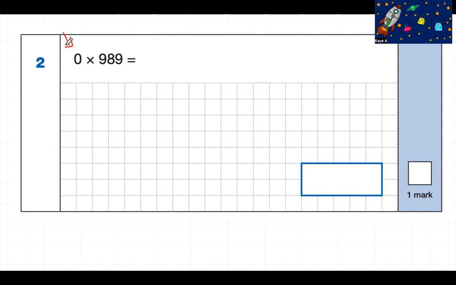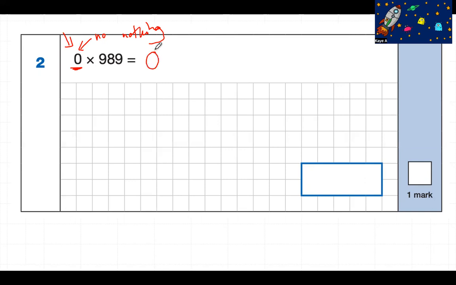So let's have a look. Let's look at it clearly. Let's still take our time. 0 means no or nothing. So there's no value to this digit here. So no times 989, nothing times 989, 0 times 989 is 0.